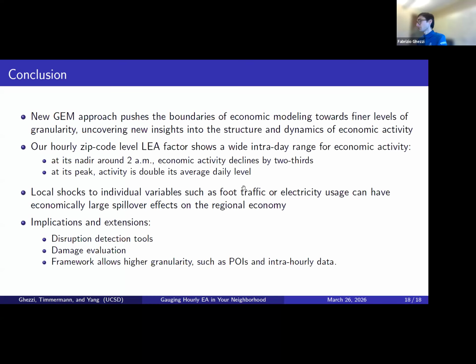Road works. So the conclusions are, in this paper, we push the boundaries of economic modeling and measuring economic activity by proposing this new granular economic framework, where we analyze economic activity at high levels of granularity, and we document all these stylized facts about intraday variation, hour of the day effects, and day of the week effects. We also put forward this framework to show how it can be used to evaluate local policies, event detection, forecasting, and this type of economic analysis.